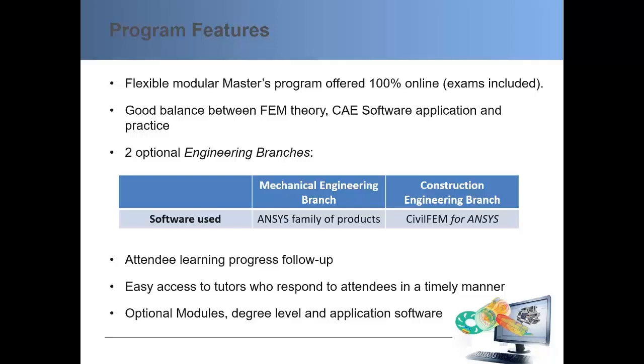The current software branch has 2 optional engineering branches: the Mechanical Engineering branch using the ANSYS family of products, and the Construction Engineering branch using Civil FEM for ANSYS. At the time of registration, you can choose whichever branch is your preferred engineering field.